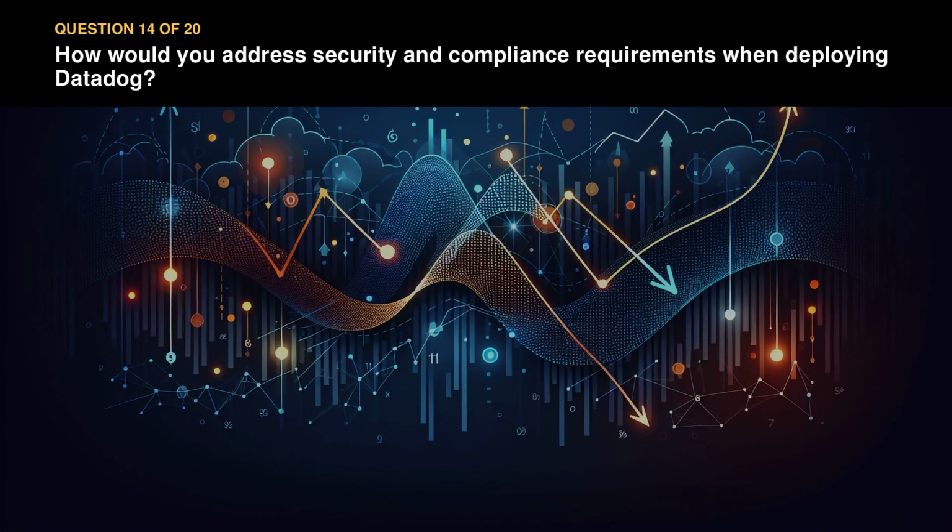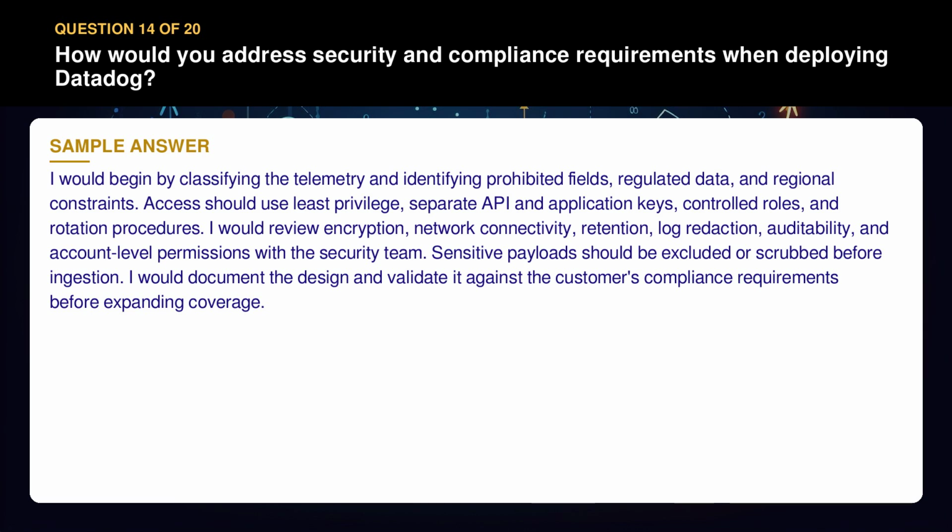How would you address security and compliance requirements when deploying Datadog? I would begin by classifying the telemetry and identifying prohibited fields, regulated data, and regional constraints. Access should use least privilege, separate API and application keys, controlled roles, and rotation procedures. I would review encryption, network connectivity, retention, log redaction, auditability, and account-level permissions with the security team.